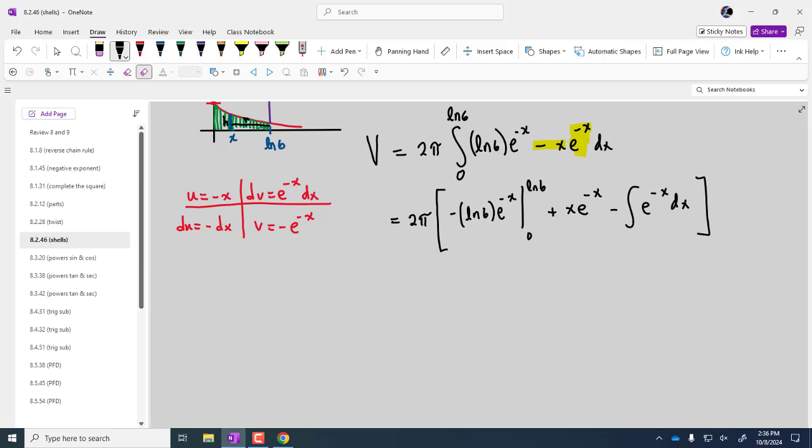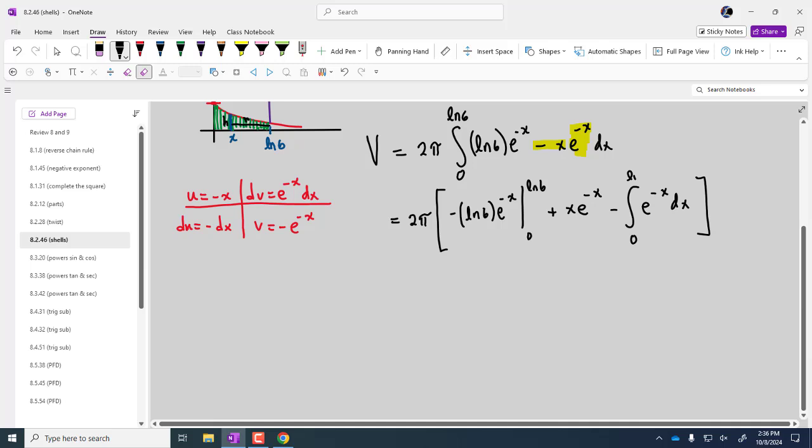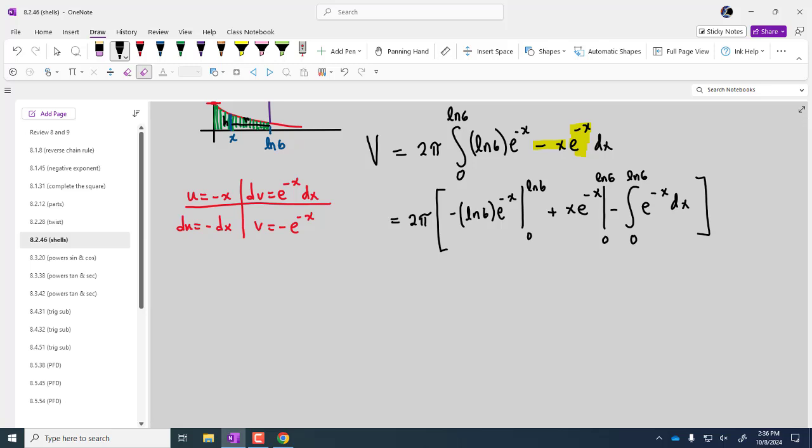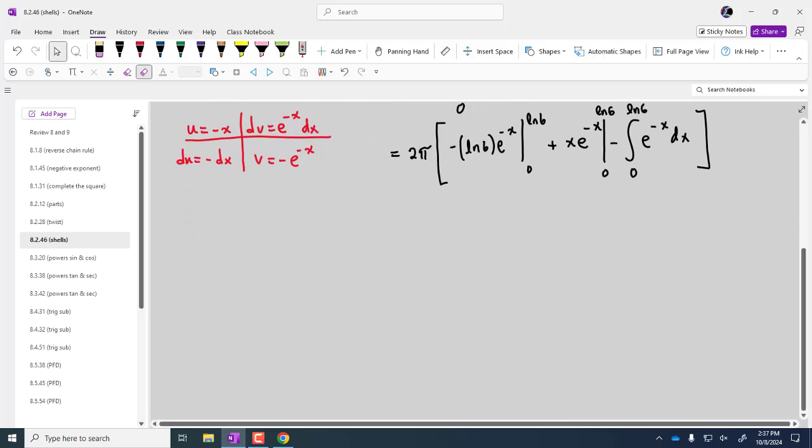And we need limits of integration on here of 0 and natural log of 6. And we also will put those on this part right here, 0 to ln 6. We'll do all the evaluation at the very end. There's no need to evaluate intermediate step by step. So we'll just wait to the very end.